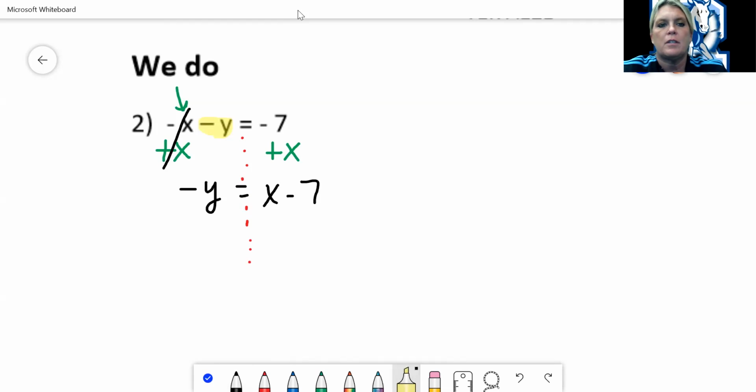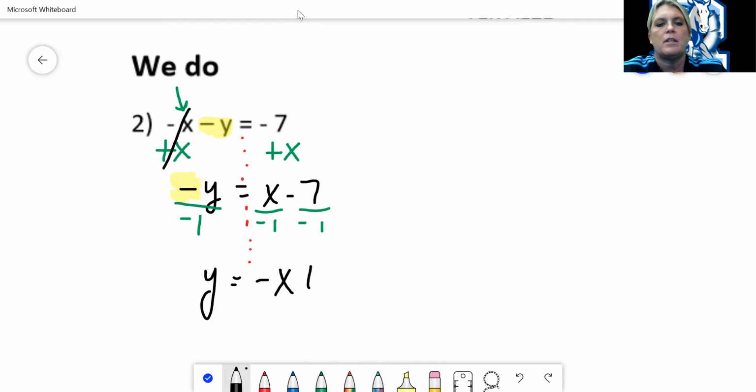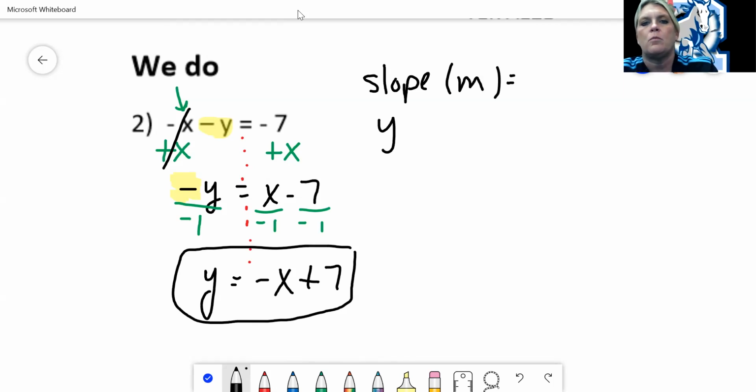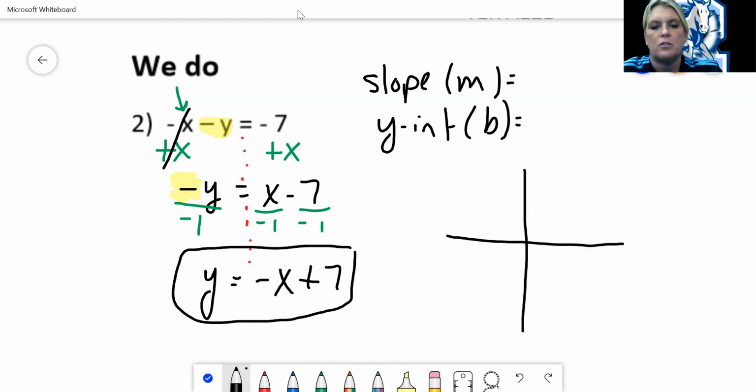Well, that's fine, except I still have a negative right here. So I need to divide everything by -1. So now this becomes y equals x divided by -1 is negative x plus 7. There is my equation in slope-intercept form. So I need to find the slope, which is represented by the letter m, and the y-intercept, which is represented by the b, and I will sketch my graph and we will still check it.